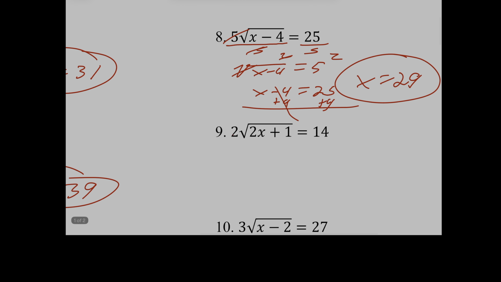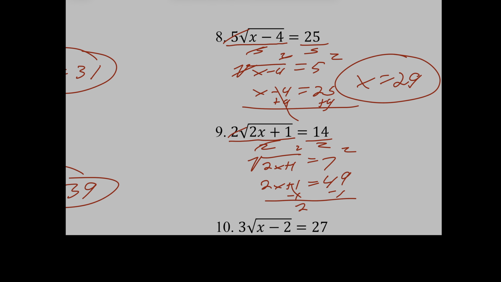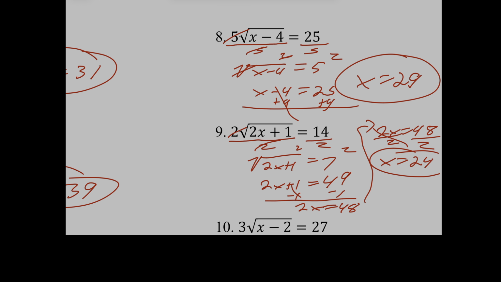All right, let's do this one. I have the 2 in the way. I've got to get rid of that 2, and that's how I get rid of the 2. Boom, die, and I get root 2x plus 1 equals 7. Now it's alone, so now I get to square both sides, and I'm going to get 2x plus 1 equals 49. Minus 1, boom, die. 2x equals 48. Let me write it up here. 2x equals 48. Boom, boom, die. x equals 24. And that's it, my friends.